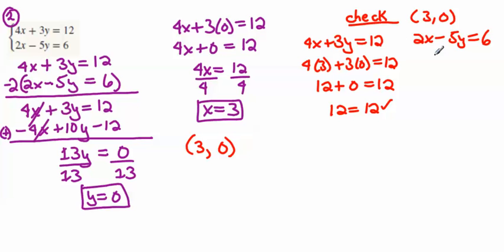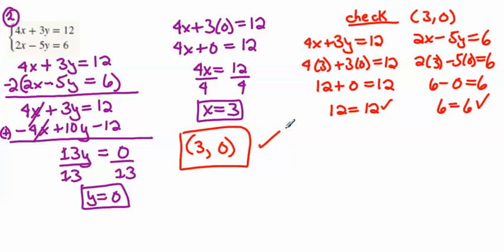Now I'm going to do the same thing in the second equation. 2 times 3 minus 5 times 0 equals 6. 6 minus 0 is equal to 6. 6 is equal to 6. So I know that 3, 0 is correct.